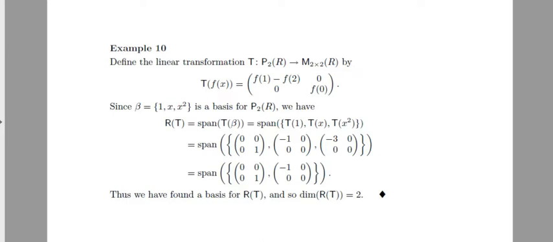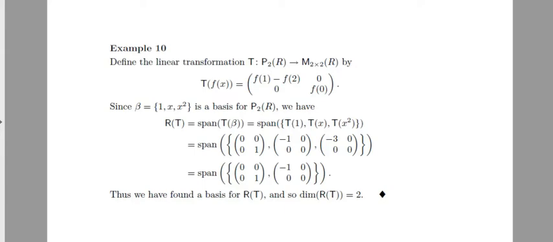Range space of T is equal to span of T(beta). We can find T(beta), that is we can find T(1), T(x), T(x^2). Span of that is equal to range space of T. T(1) is f(1) - f(2), 1 minus 1, 0, 0, f(0) is again 1. So first element we get [0, 0; 0, 1].